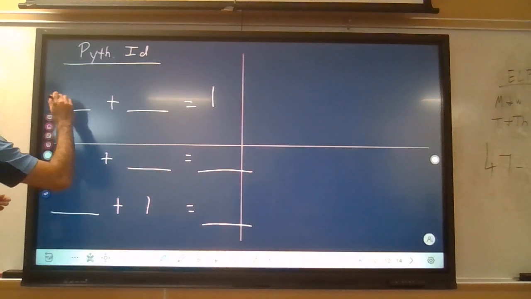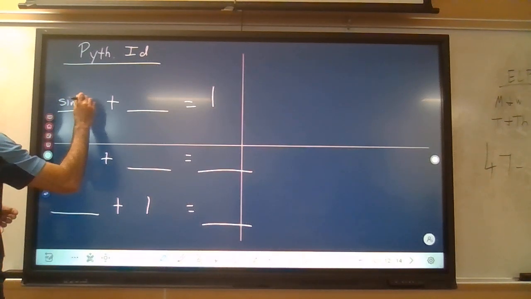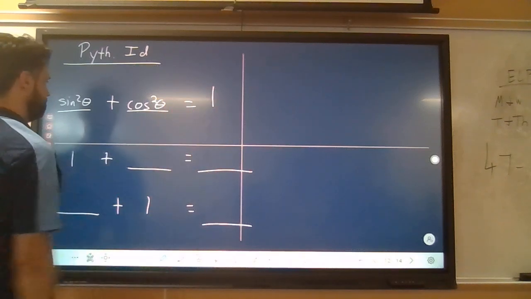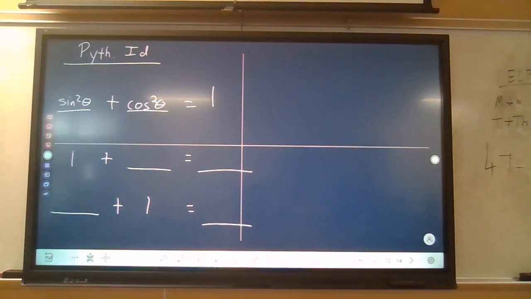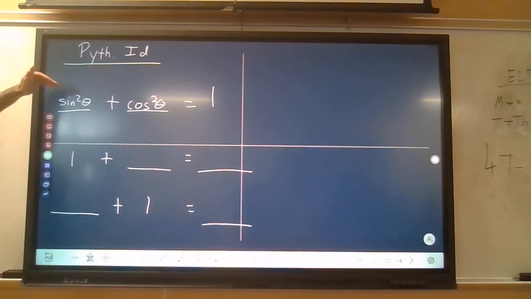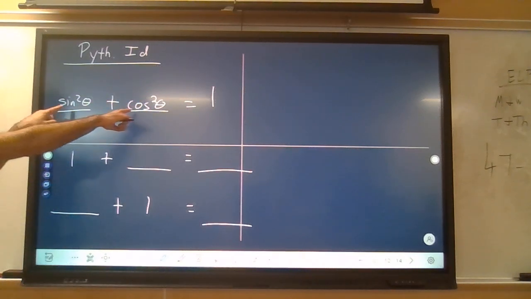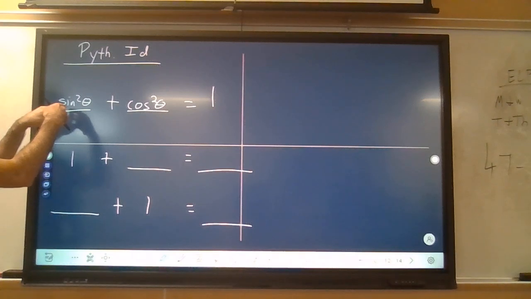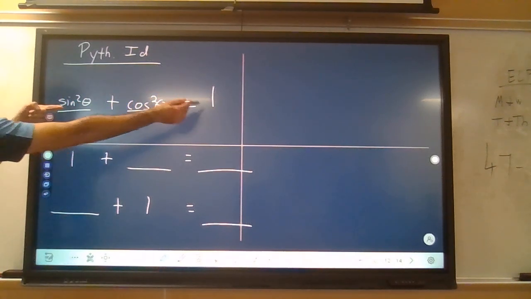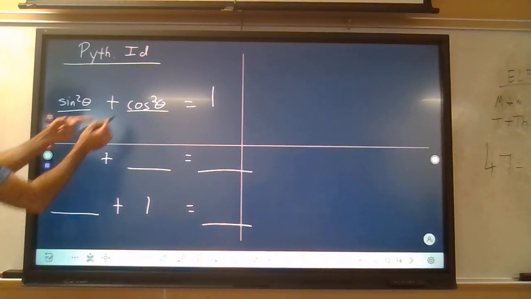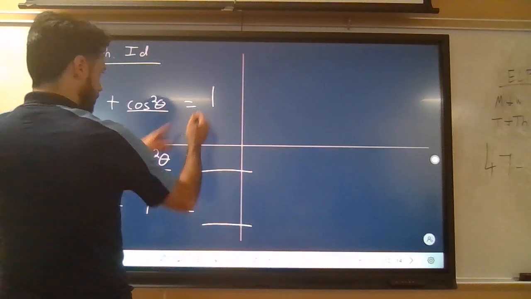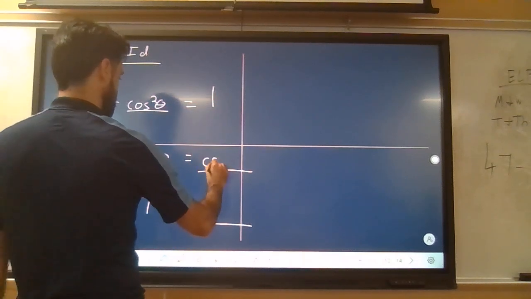So the main one we have to know is that sine squared of an angle plus cosine squared of an angle is equal to 1. Then we have to know how to manipulate this, and so we want to divide everything by one of these two trig functions. So I'm going to divide by sine squared. Make sure, by the way, you have the squares. Don't forget the squares here. If I divide everything by sine squared, this becomes 1. This becomes cotangent squared, and 1 over sine squared is cosecant squared.